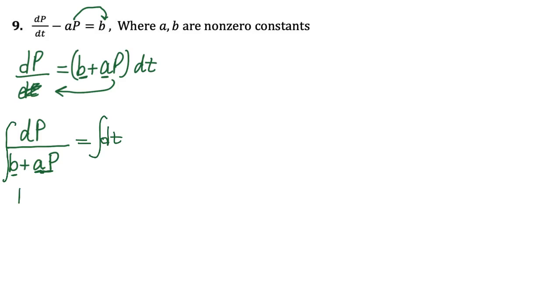And we're going to balance that by canceling it out by saying, well, we've got too many of those. So we're going to say 1 over A. And then we're going to say, well, the rest of it balances out for sure. So we're going to have natural log absolute value of B plus AP, and then equals, and on the other side we're going to have T plus C.